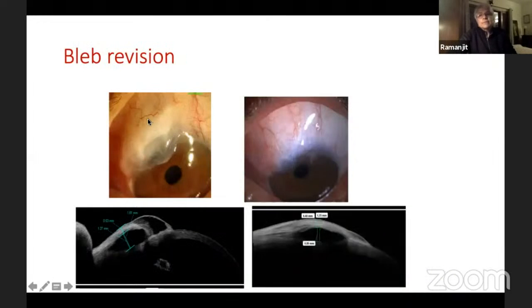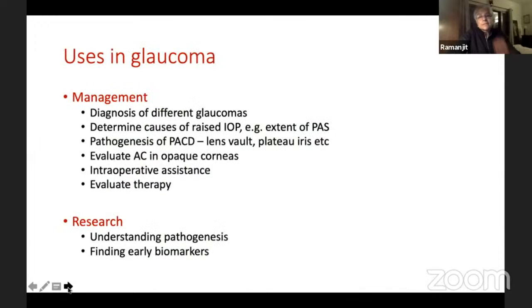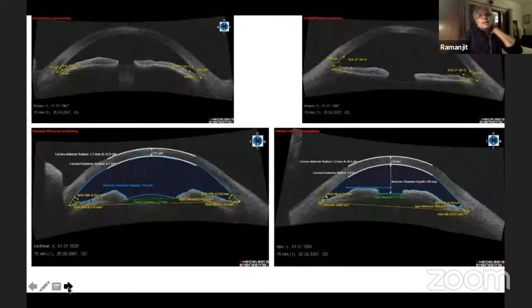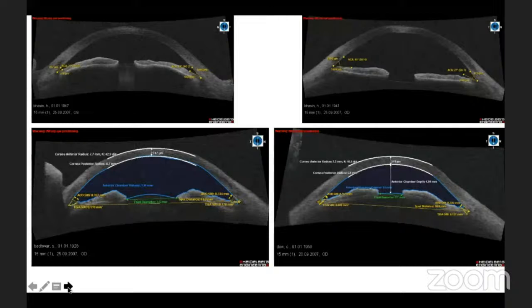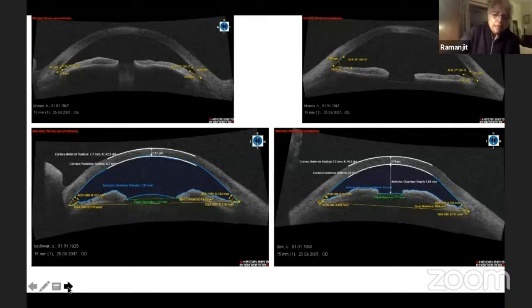Once you do a bleb revision, this is the pre-operative picture of the anterior segment OCT and the color photograph. And you can see it after a bleb revision has been done 4 years after the surgery. So you can see there's still a filtering bleb, and you can see that the patient had an IOP of 10 to 12 millimeters.